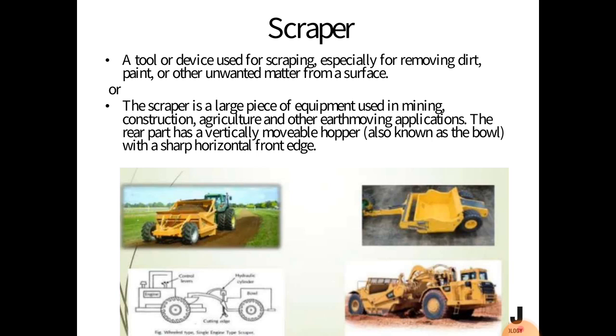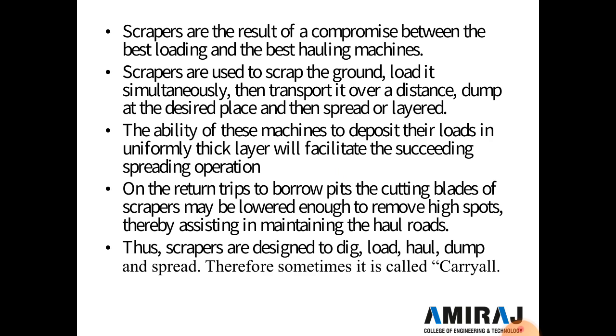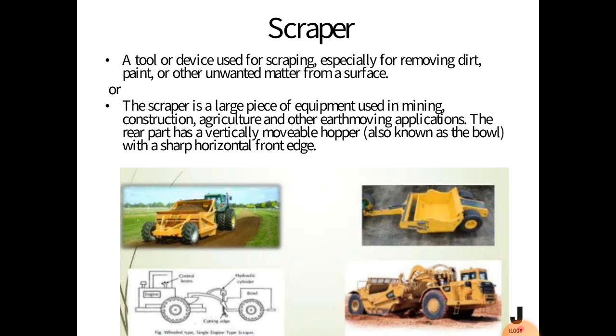The rear part of the scraper has a vertically movable hopper, also known as a bowl, with a sharp horizontal frontage. See this photograph, you can see exactly here at the front side. The scraper has a horizontal movable hopper with a blade provided for cutting the soil easily and moving easily in the front direction.